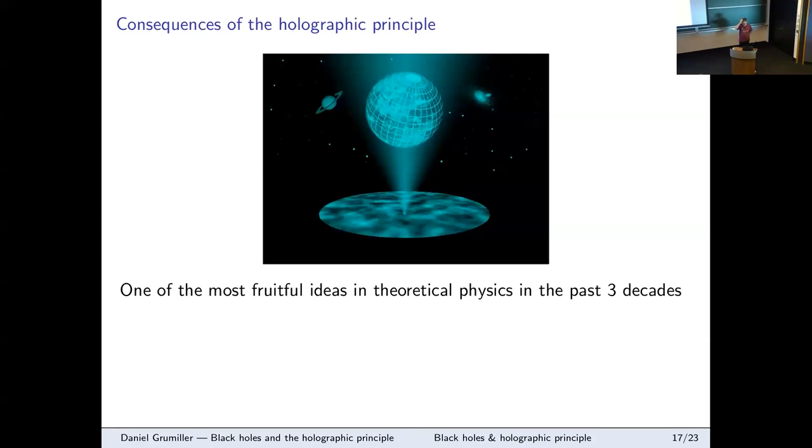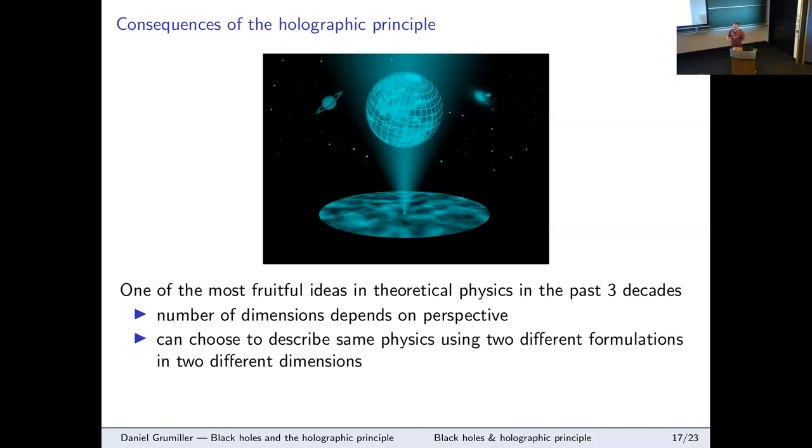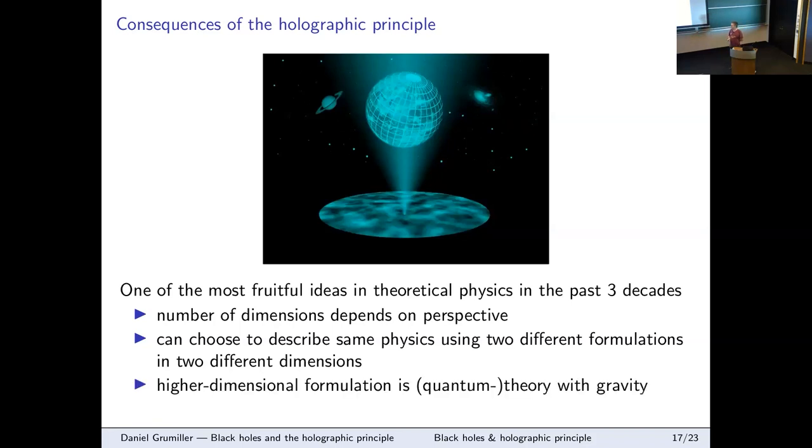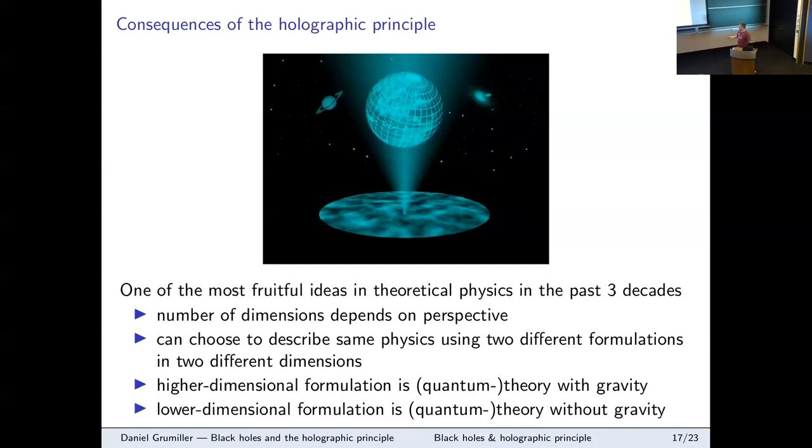So here I summarize, at least in words, some consequences of the holographic principle. In my view, it's one of the most fruitful ideas that we had in theoretical physics in the past three decades. And what it states is that the number of dimensions depends on the perspective. And we can choose to describe the same physics using two different formulations in two different dimensions. And the higher dimension formulation is a theory with gravity, in general, a quantum theory with gravity. And the lower dimension formulation is a quantum theory without gravity.